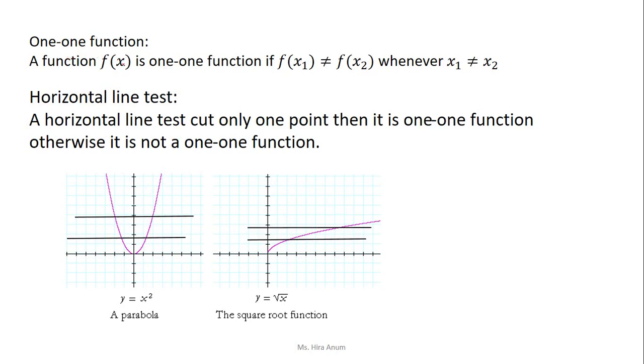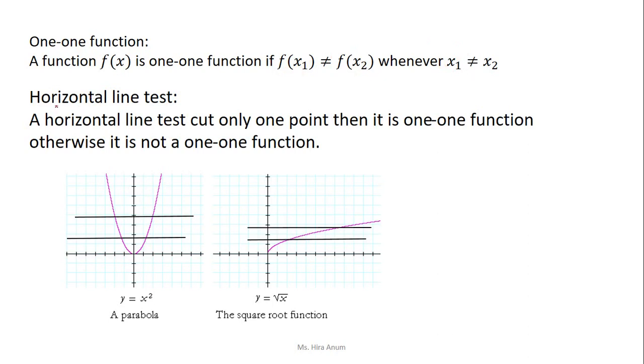1-1 function. A 1-1 function can also be defined as: if points are not equal, x1 not equals x2, then f of x1 does not equal f of x2. Here x1 is the pre-image and f of x1 is its image, and this is the image of x2. If images are not equal, then the points are not equal.